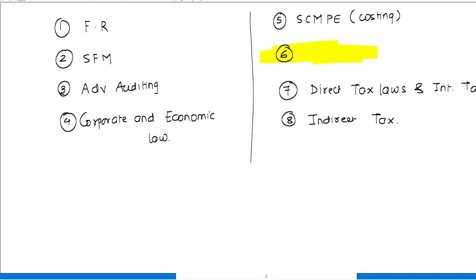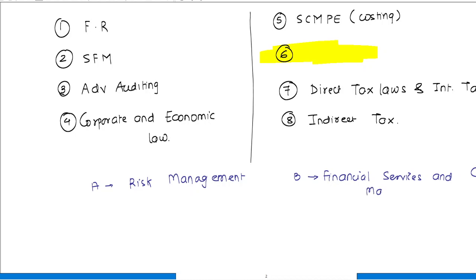That is a specialization in a subject. Now, what are the options that the institute is giving us for paper number 6? The very first option is risk management. Option B is financial services and capital market. Option C is international taxation.